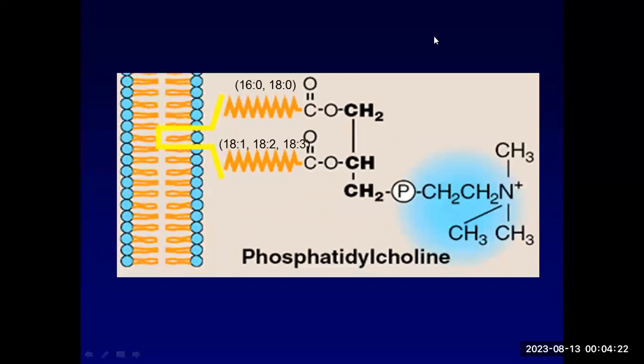Phosphatidylcholine, you can see right here. This one, the two fatty acids attached to the phosphoric acid, the phosphatidic acid, and the head group of the nitrogenous base is the choline, which is a trimethyl nitro compound. And its common name is phosphatidylcholine.